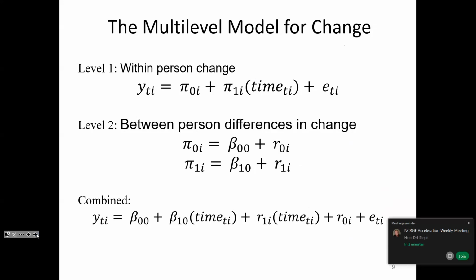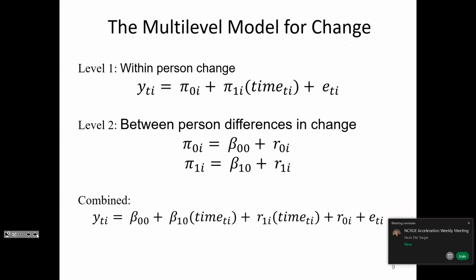And then the between person change. Each person has their own intercept, and that's going to be predicted by the overall intercept across the whole model. I'm also going to have error, and here I would be able to add person level predictors. I don't have that yet. And then each person has their own slope, and that's a function of the overall slope and this person's deviation from the overall slope. So overall intercept, and how far does this person deviate from it? Overall slope, how far does this person deviate?